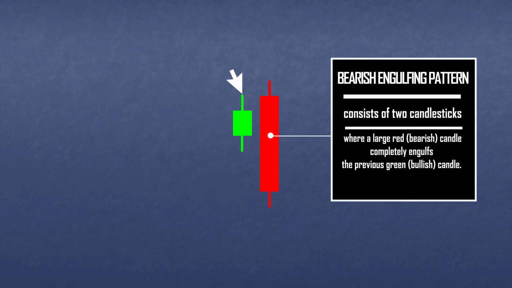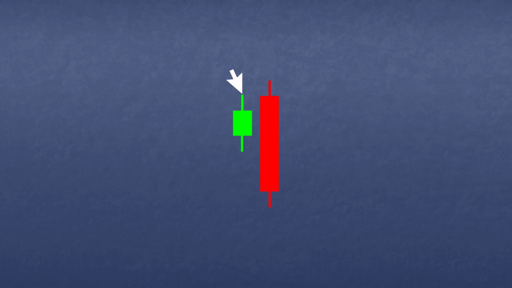The first candle is a small green candle, showing that buyers were in control. The second candle is a large red candle, fully engulfing the previous green candle. The high of the red candle is higher than the previous green candle's high. The low of the red candle is lower than the previous green candle's low.